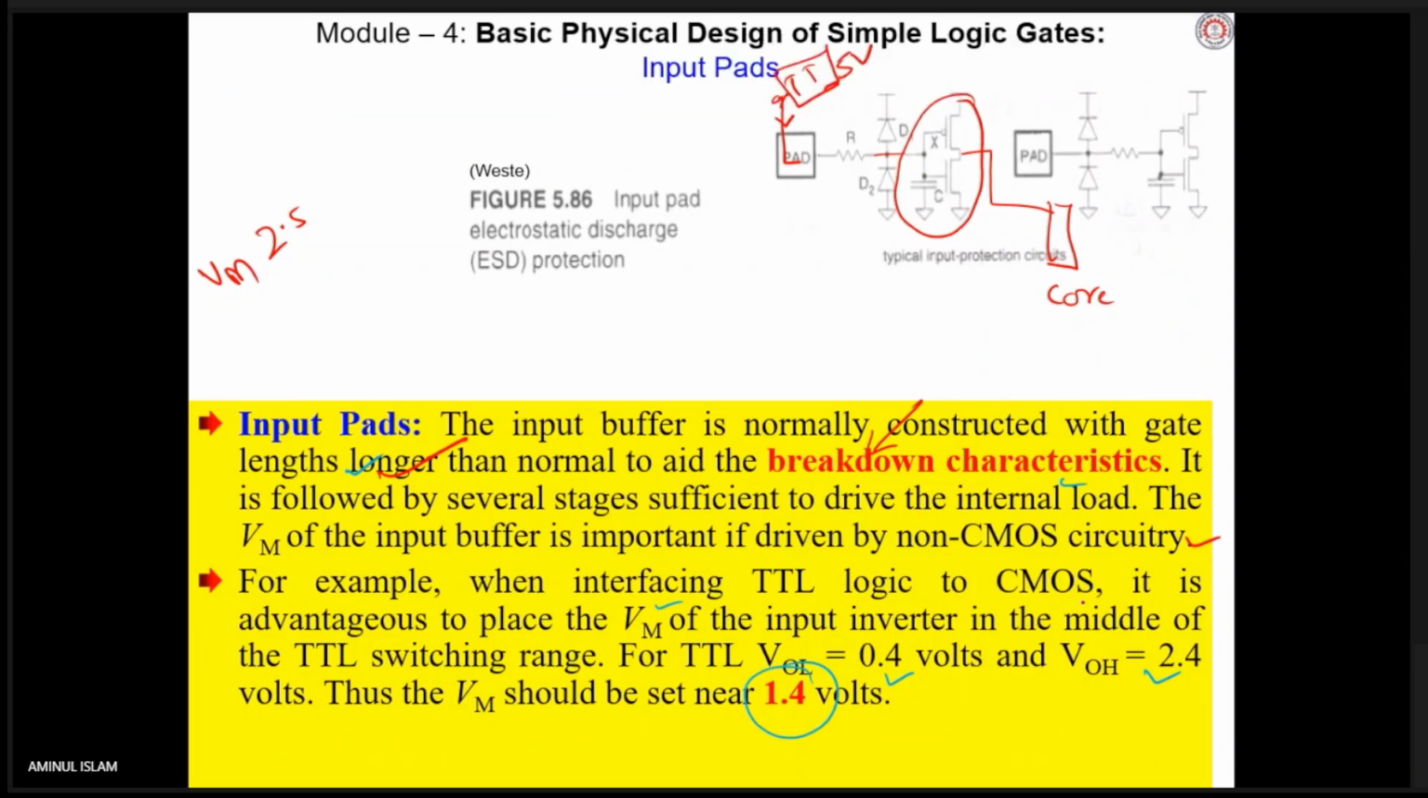So it is advantageous to place the VM of the input inverter in the middle of the TTL switching range. For TTL, VOL equals 0.4 volts and VOH equals 2.4 volts. Thus, the VM should be set near 1.4 volts.